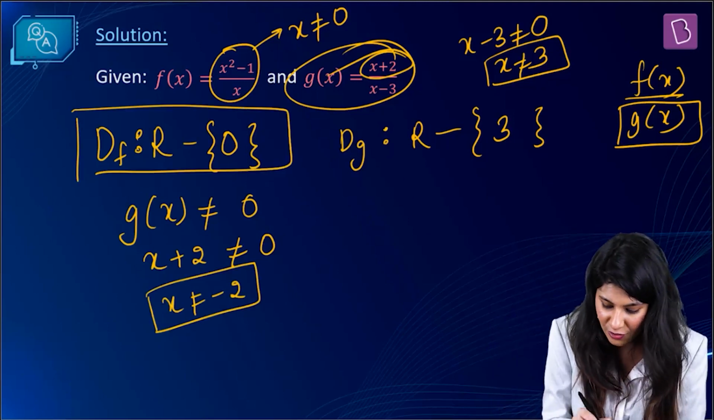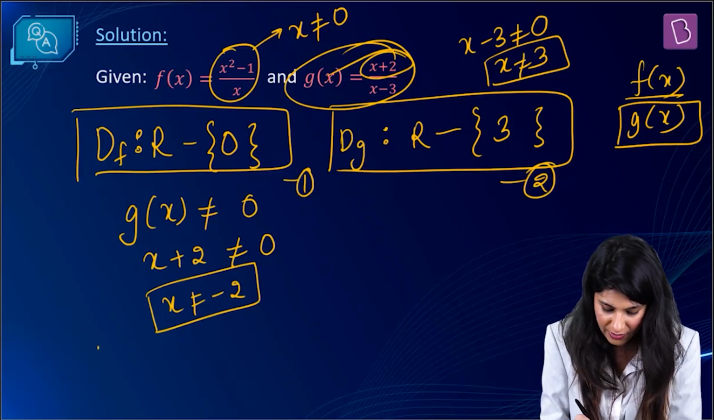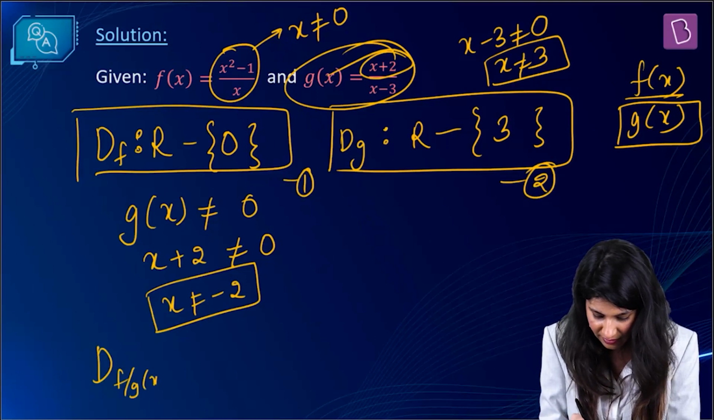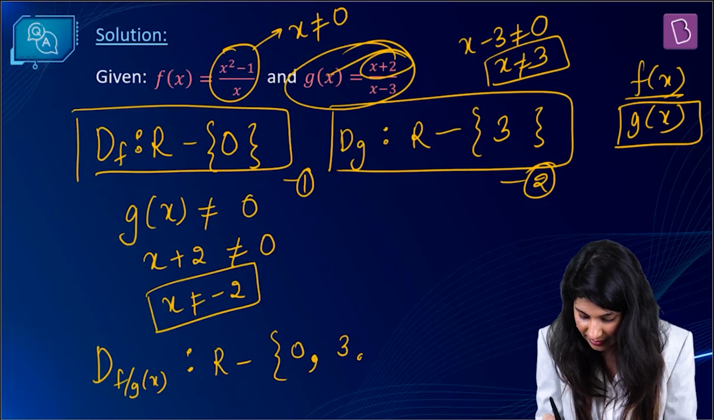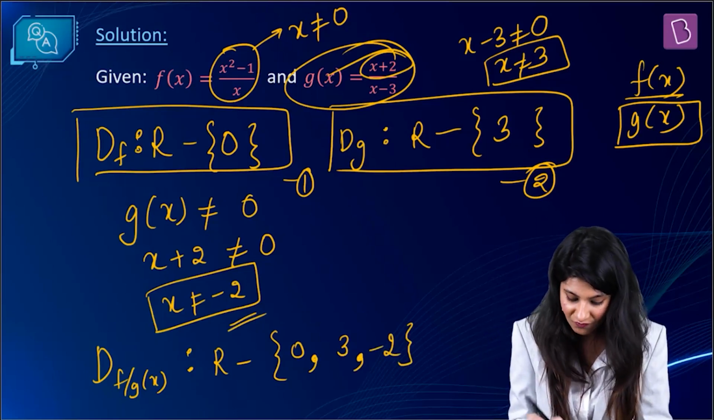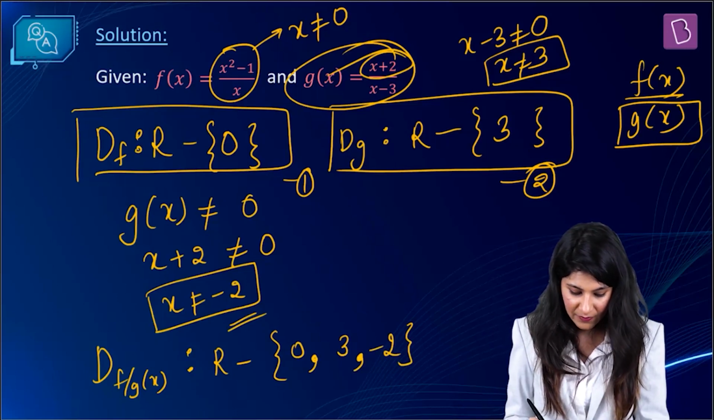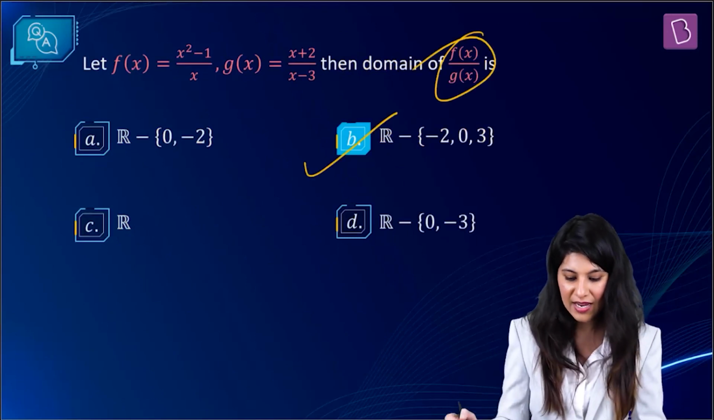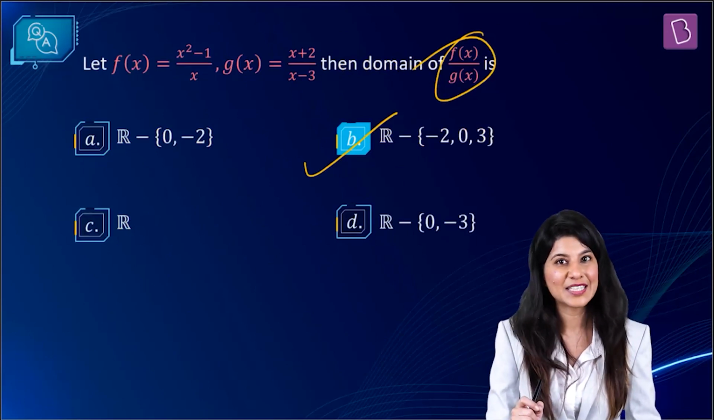So if I take the intersection of 1 and 2, what do I get? I get the domain of g. The domain of f by g would be R minus 0, 3 and minus 2 as well. So finally, the domain of f of x by g of x is nothing but option B, R minus 0, 3 and minus 2. Got it?